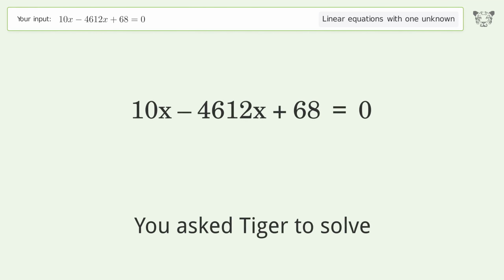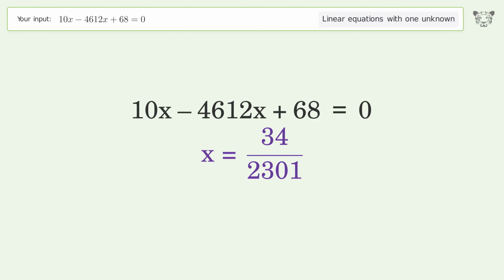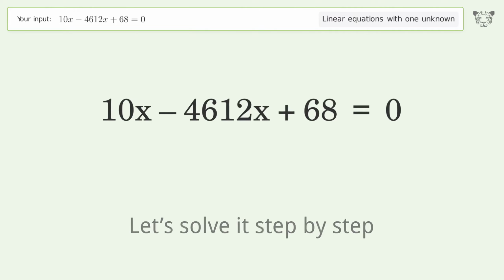You ask Tiger to solve. This deals with linear equations with one unknown. The final result is x equals 34 over 2301. Let's solve it step by step.